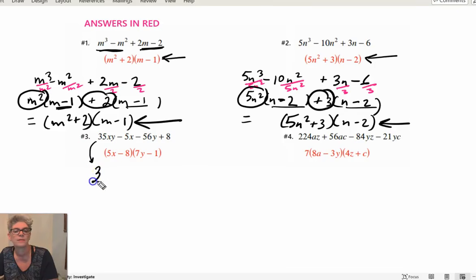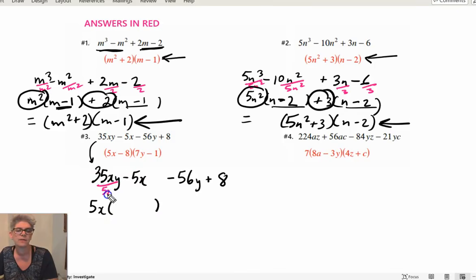I'll rewrite this one down here, and I'll leave a bit of a gap between the first 2 terms and the second 2 terms. Okay. All right. With the numbers in the first 2 terms, they have a 5 in common, and with the lettering they have an x in common. So that's what I'm going to factor out from the first 2 terms.